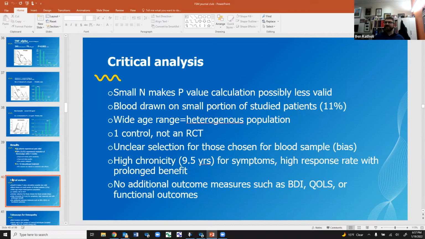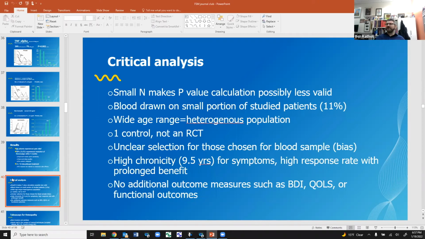Let's pick a winner. But the high chronicity of symptoms: the average length of symptoms for these people was anywhere from 1 to like 40 years. But the average chronicity was 9 years, so these are not people who developed pain a couple months ago and are looking for anything to help them. These are people that have been through everything and it didn't help.